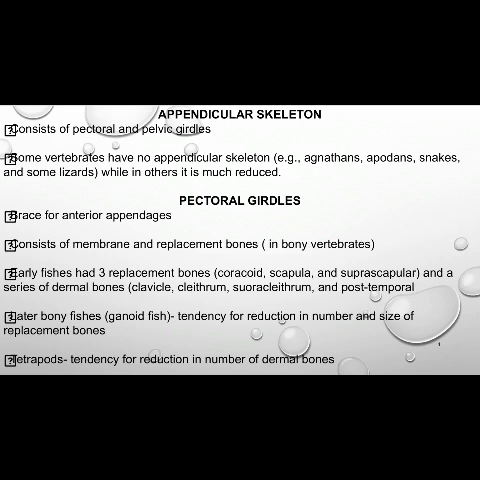Then the later bony fishes that evolved, for example the ganoid fish, have a reduction in the number and size of the replacement bones. Then the tetrapods, just notice the evolution that is going on now. Tetrapods have reduced dermal bones. Their dermal bones are reduced in number.